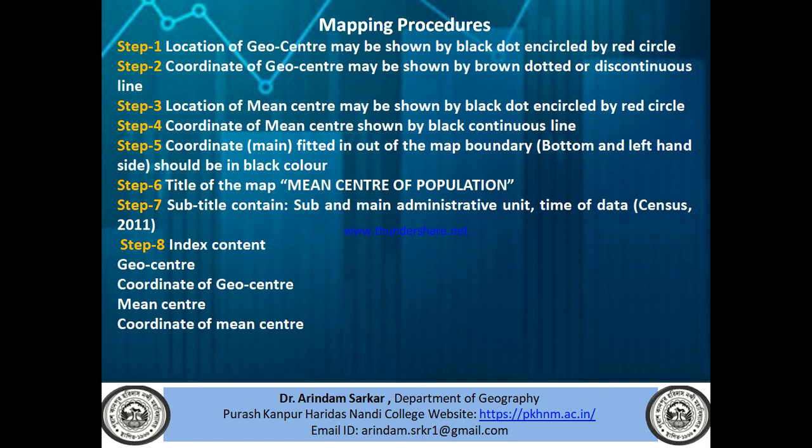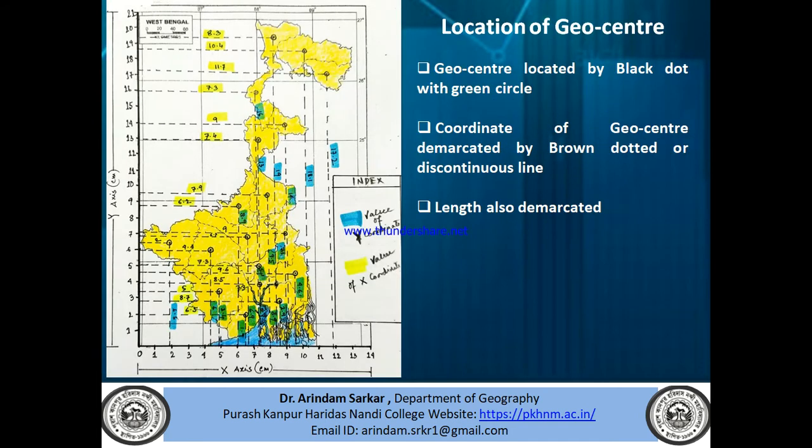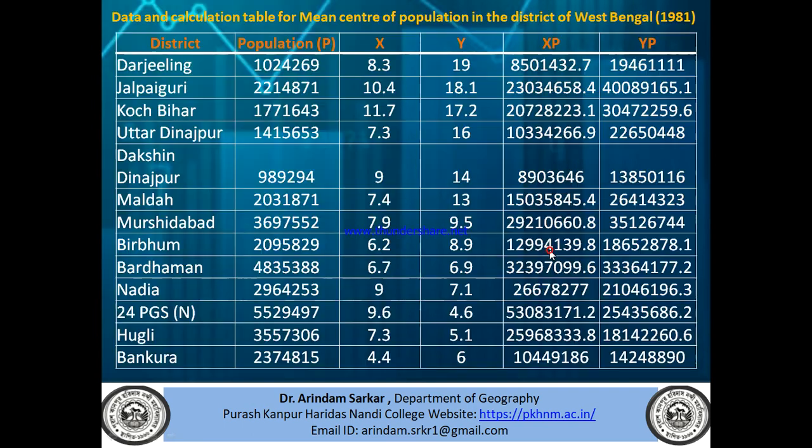Now in the last step, step 8, you need to fix an index content. What are the components of the index content? One is the geocenter, the coordinate of the geocenter, the mean center and the coordinate of the mean center. That is the location of the geocenter, the x distance and the y distance of every geocenter point from the fixed coordinate lines y and x. The geocenter is located by a black dot with a green circle, and the coordinate of the geocenter is demarcated by the brown dotted or discontinuous line, and the length is also demarcated in this map.